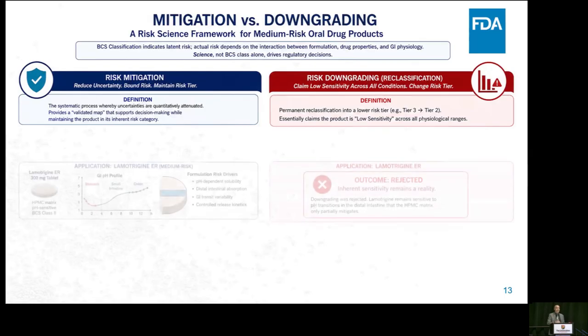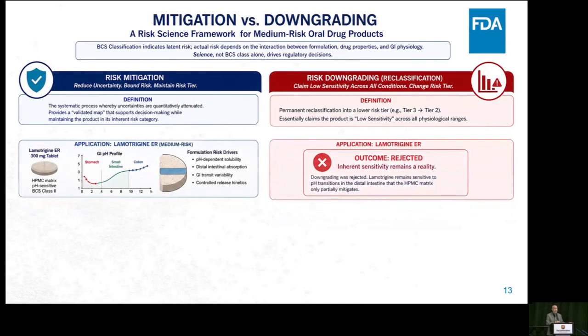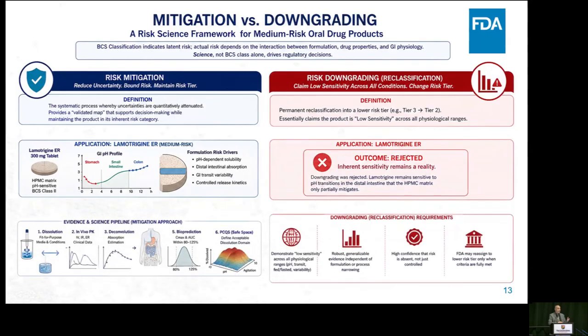So applying this concept to the lamotrigine case, we found that, yes, we can mitigate the risk if we develop this biopredictive framework for the lamotrigine extended release formulation. However, we cannot downgrade the risk to a lower tier, because the drug is still liable to any change in the pH and is still liable to food effect and acid-reducing agents. So this is also the evidence that we described.